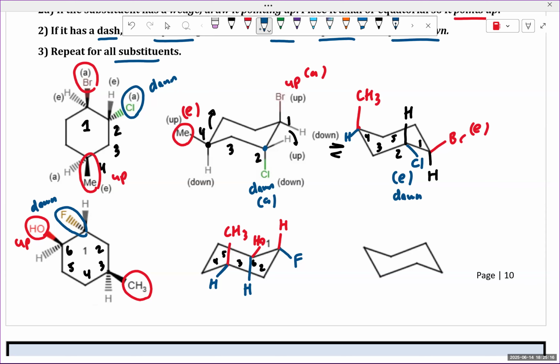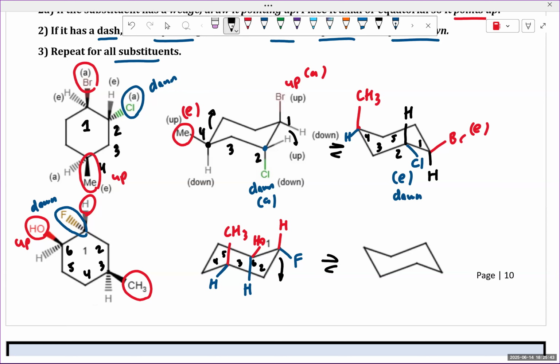If you're ever unsure, draw out the hydrogen, as that can let you check your work. As you can see, if we translated this correctly, the hydrogen, the alcohol, and the methyl group have a wedge. So just to check, hydrogen, alcohol, methyl group wedge, all of these groups are pointing up. The fluorine has a dash, so it's pointing down.